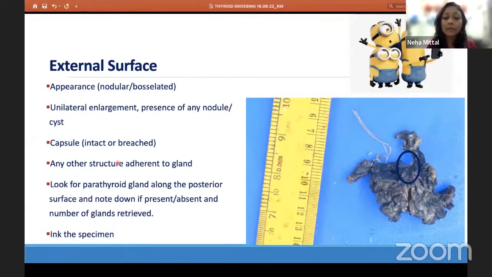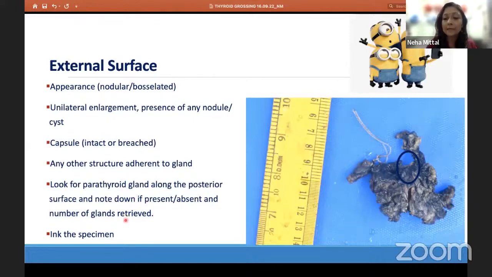Again, the capsule: the situation of the capsule, whether the thyroid capsule is intact or breached, any other structure adherent to the gland. Look for parathyroid glands along the posterior surface. And if you can identify them grossly, please record the presence or absence or number of glands.